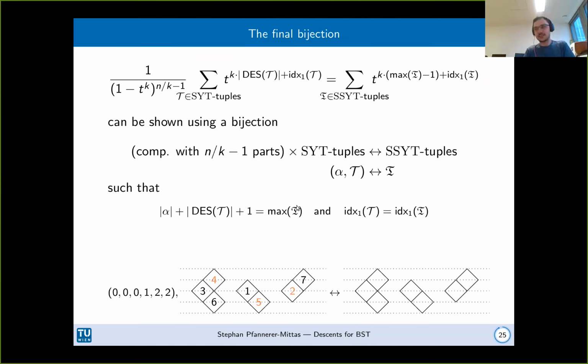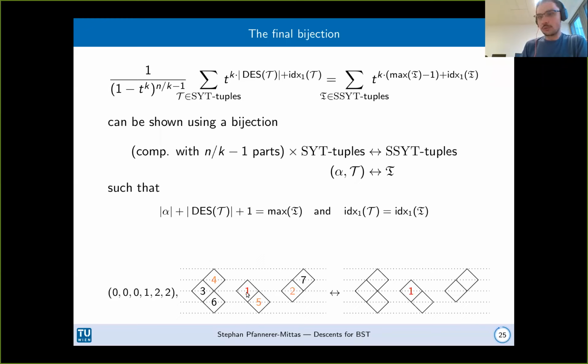So the bijection works as follows. Here we have our composition. Here we have our standard tableau tuple, and on the right we will construct the tuples of semi-standard Young tableau. The first thing that's of course fixed is the position of 1, because this is what we want to have because of this condition. For the first few steps, ignore the composition here, we just look at what's going on in the tableau tuple.